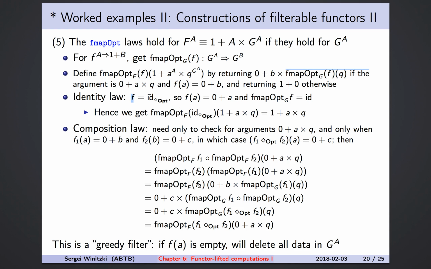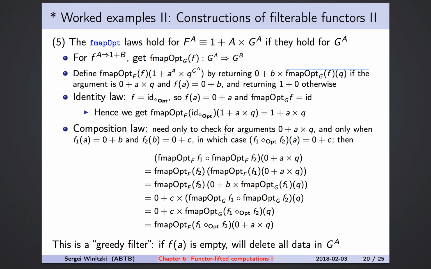So taking f here to be the Kleisli identity, we find that f of a is by definition 0 plus a, by definition of this. And so fmapOpt of f is identity by the identity law in the G, that's supposed to hold. And if we put it in, then 1 goes to 1, and a times q goes into a times q. So that gives you identity.